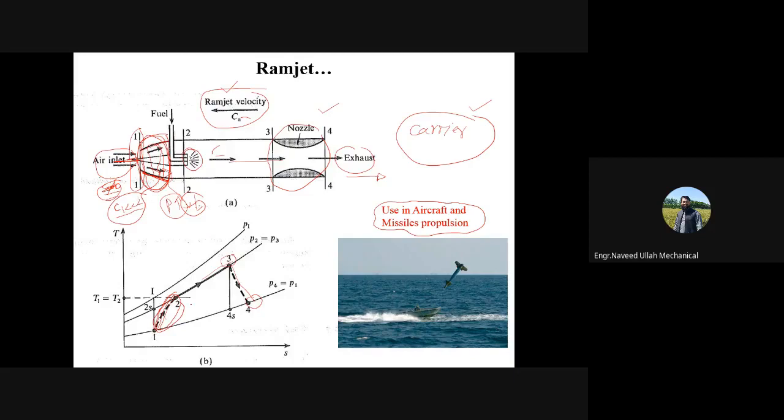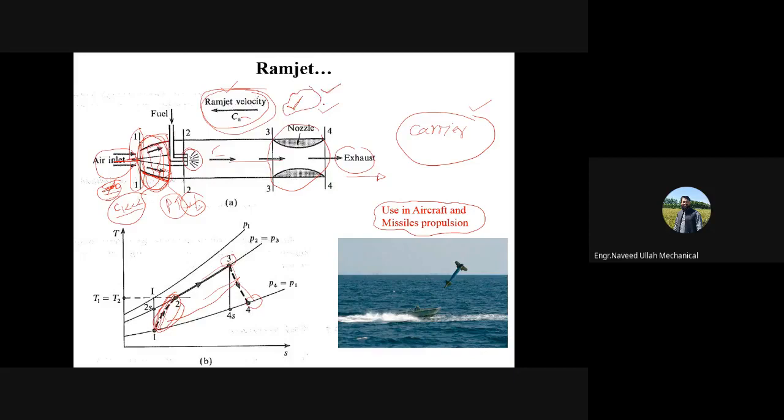ये pressure ratio होगा ना, ये इतना छोटा होगा, बहुत small होगा, ठीक है, तो इसका क्या मतलब है कि आपके पास जो ram air compression है it is very low, right, and you know, you are actually having combustion at very low pressure, which is not efficient. Okay, so as a result, this ramjet velocity will be very low, and ultimately this ramjet will be an inefficient thing.